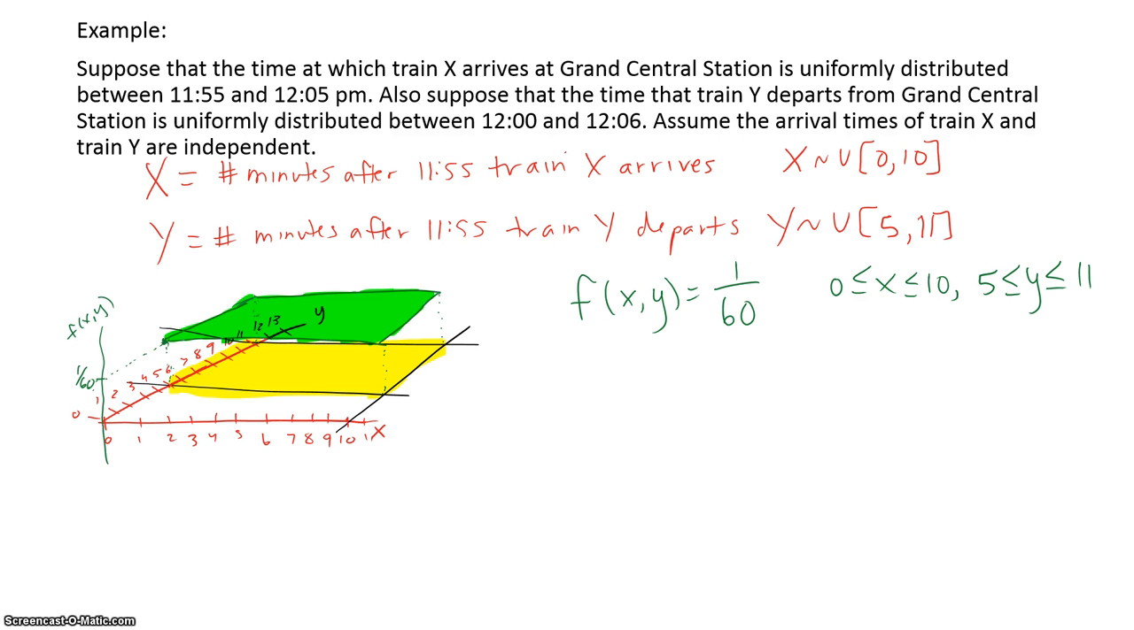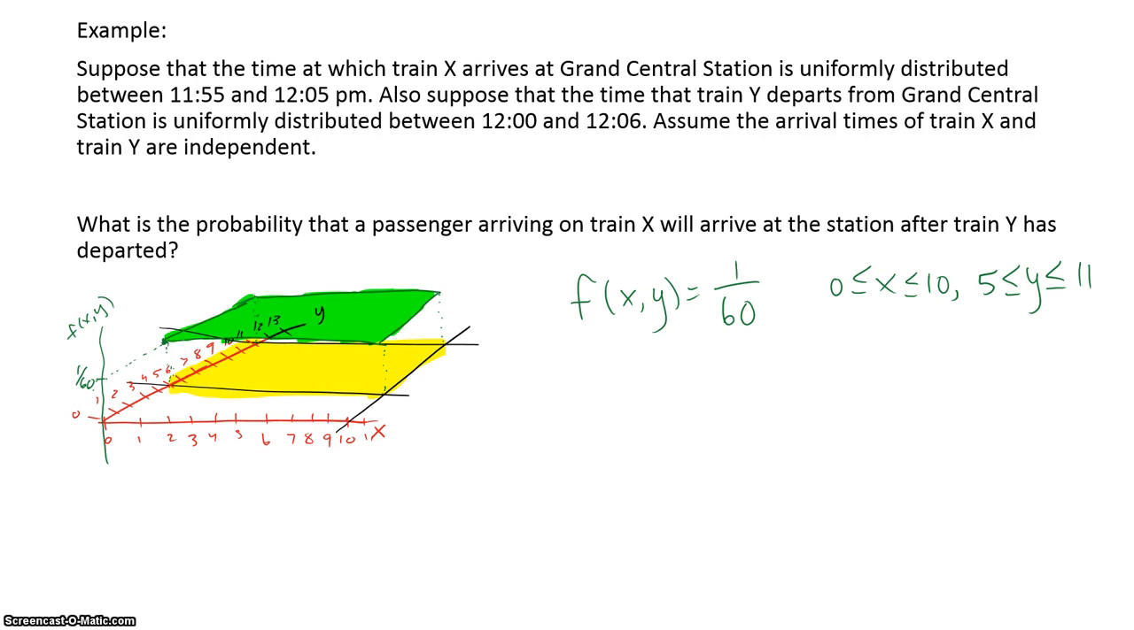So because we have independent random variables here, our joint probability density function is going to be uniform over this region. And since the total volume under the surface and over the region has to be 1, and the area of this region is 60, I know that f of x, y needs to be 1 over 60. And this is defined on the region where x is greater than 0 but less than 10, and y is greater than or equal to 5 but less than or equal to 11.